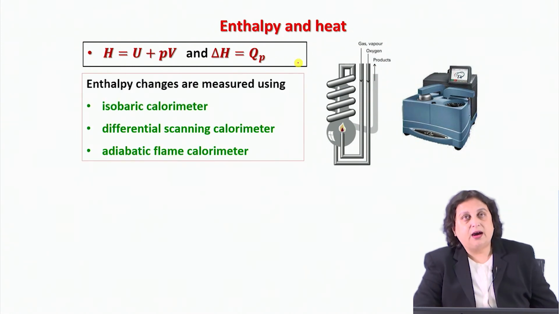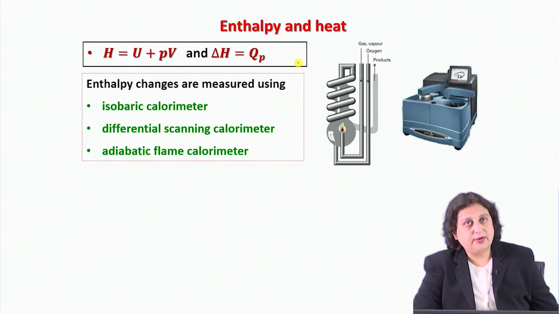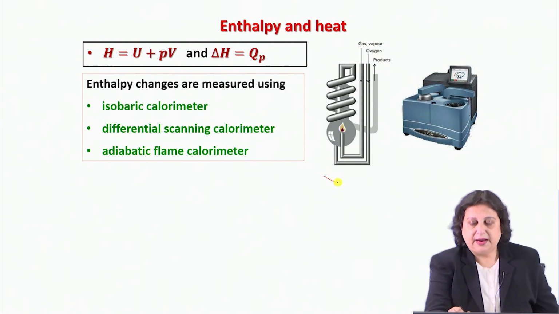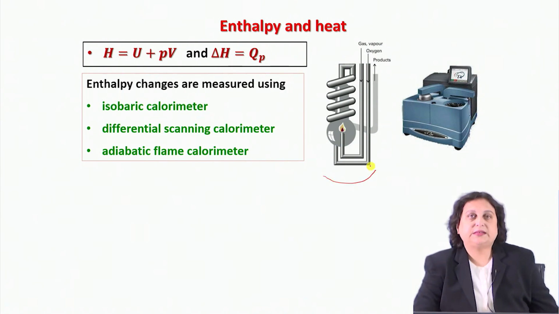And these are usually isobaric calorimeters, which are available even in the simplest of laboratories. But if you want a more accurate and much more advanced level of measurement, then you would probably be working with a differential scanning calorimeter or an adiabatic flame calorimeter, of which a schematic diagram has been presented over here.